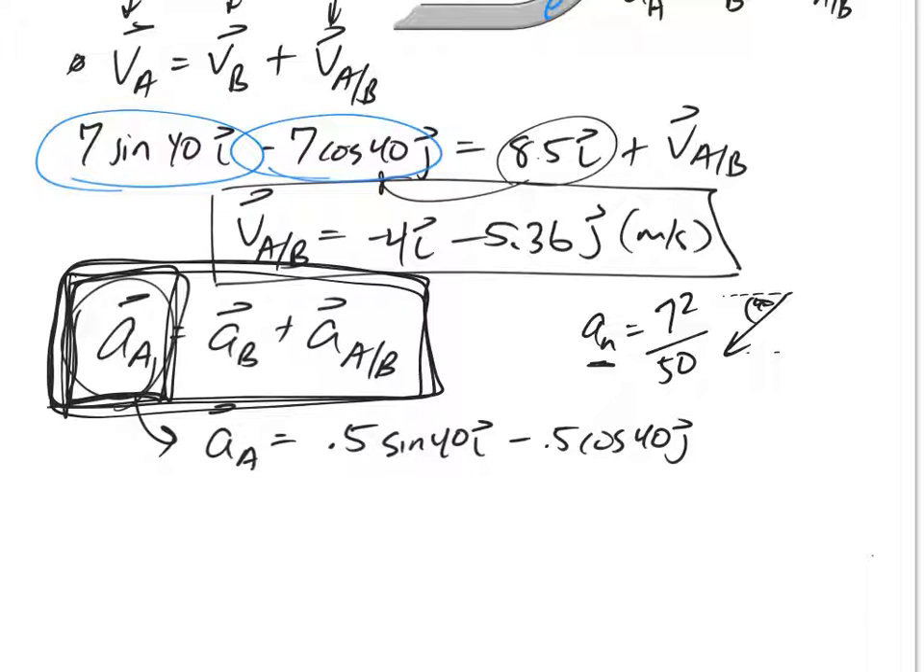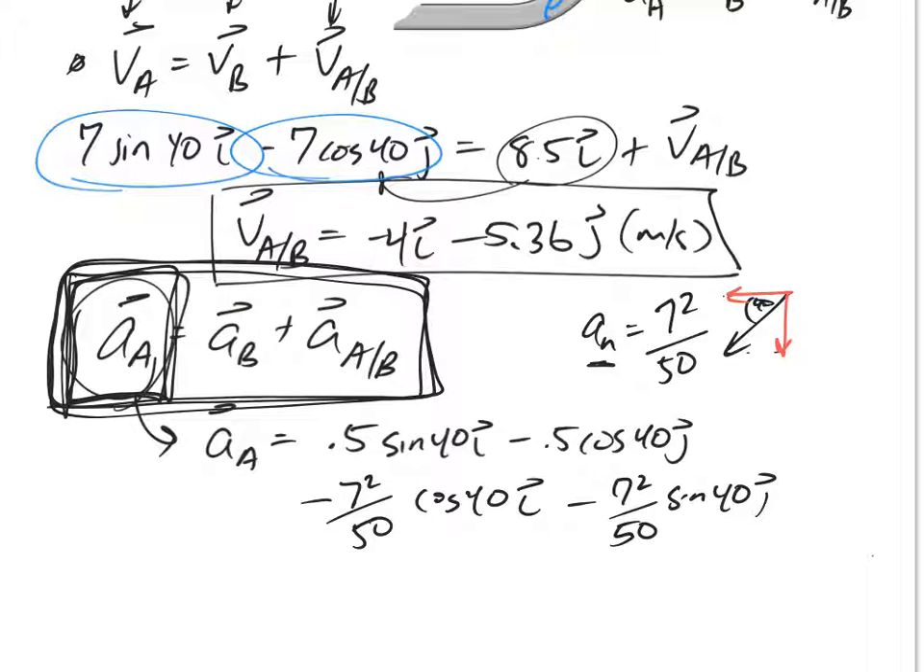And so this would end up being in the x direction. It would be cosine 40, in the y direction sine 40. So this also still has some acceleration of 7 squared over 50 cosine 40 in the negative I, and also down 7 squared over 50 times sine 40 in the J. So that's my acceleration of A. That's just the first term.